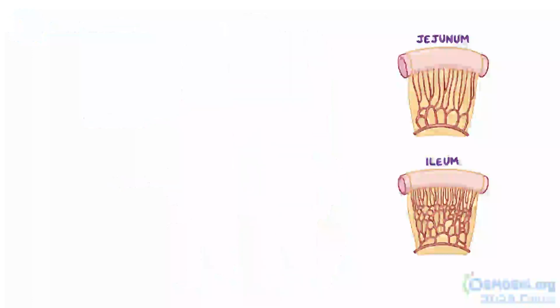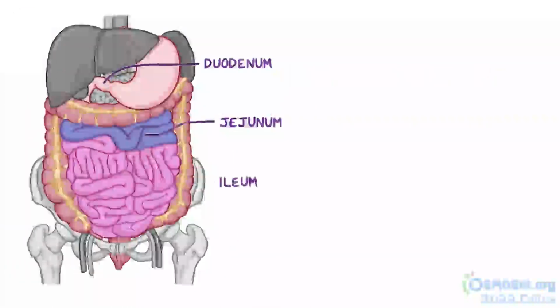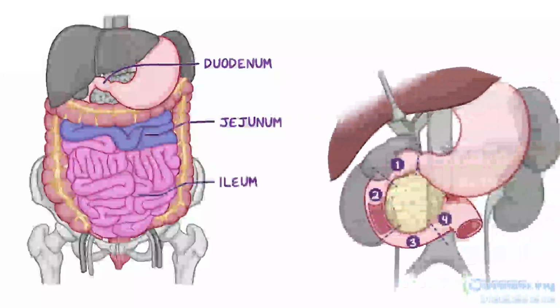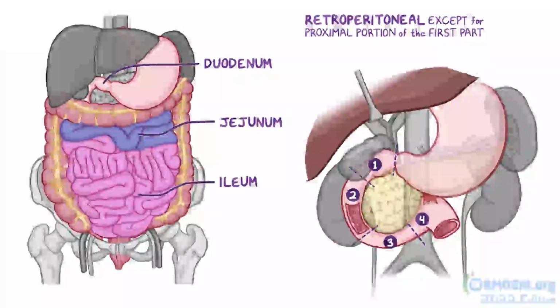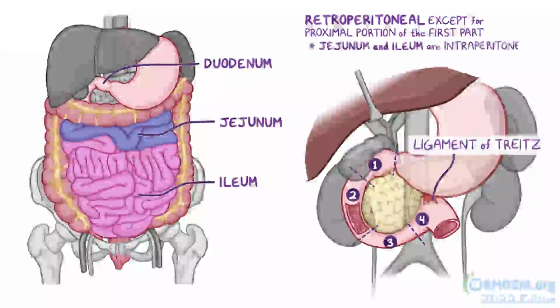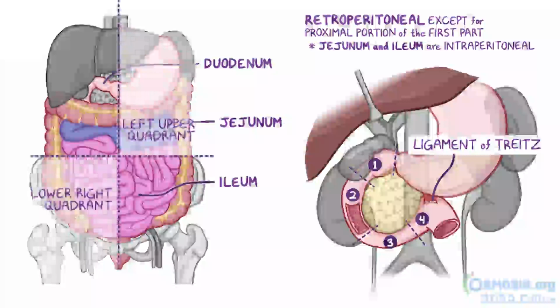Alright, as a quick recap, the small intestine has three major parts: the duodenum, jejunum, and ileum. The duodenum has four parts. Most of the duodenum is retroperitoneal except for the proximal portion of the first part. The duodenum continues with the jejunum at the duodenojejunal junction, which is suspended by the ligament of Treitz. The jejunum and ileum are intraperitoneal structures, where the jejunum is mostly situated in the upper left quadrant and ileum in the lower right quadrant.